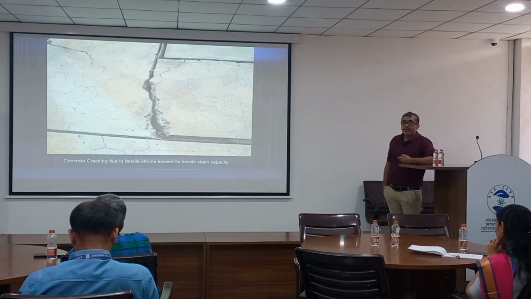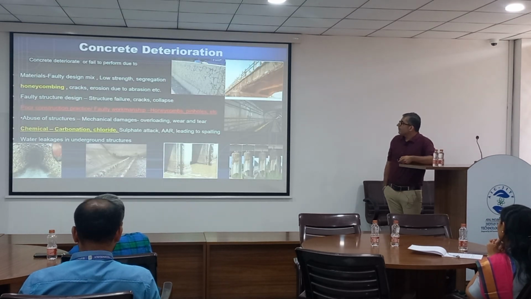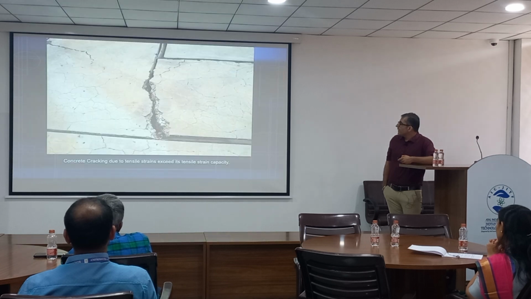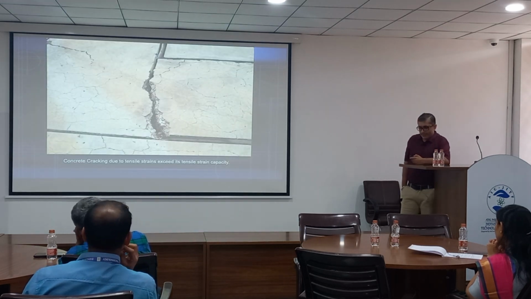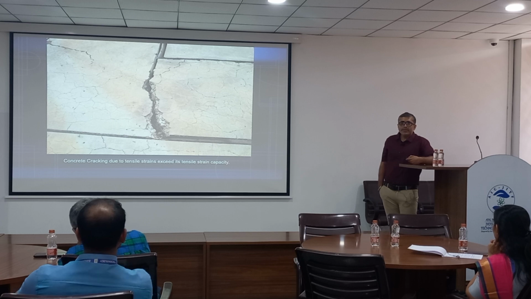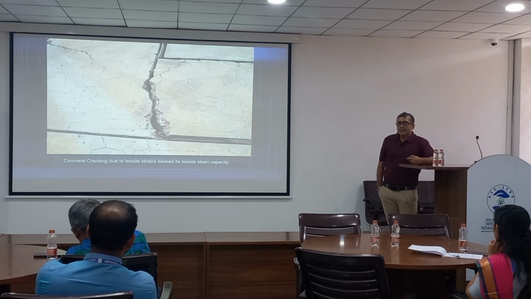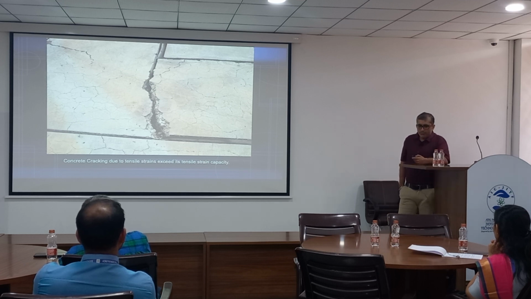This is what I was saying. Here, if you understand, the materials part. This is an example of a crack which has occurred in the slab. Why? The reason is clearly mentioned over here, right? Although concrete is a material which is good in compression, to some extent it has some capacity to resist tensile load.